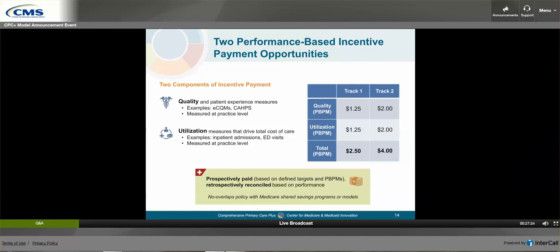Now let's move to the second element of the payment design, the performance-based incentive payment. This payment is based on quality and utilization, and in an unusual twist, we are prepaying it. How much of the payment practices ultimately keep is based on their performance on utilization and quality metrics. Again, it's broken into 2 components, one for quality and one for utilization. And as you can see, unlike the current CPC model and ACO models, there is no payment for shared savings. This incentive payment is in lieu of shared savings, although it is a proxy for total cost of care, but one that is measurable at the practice level.